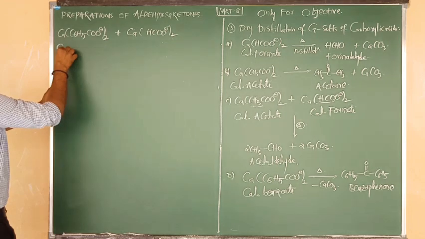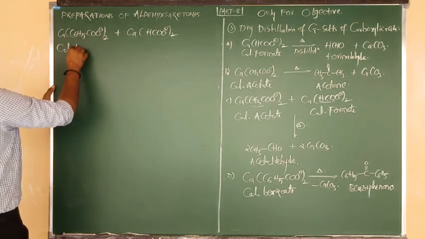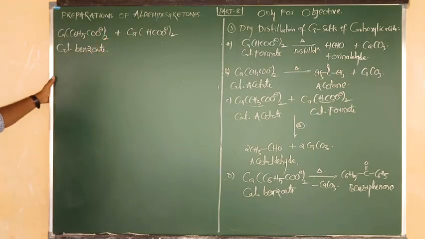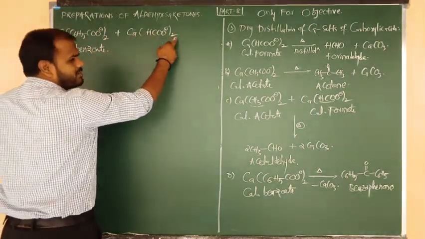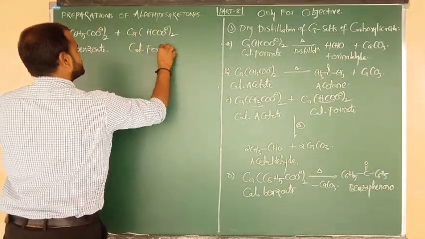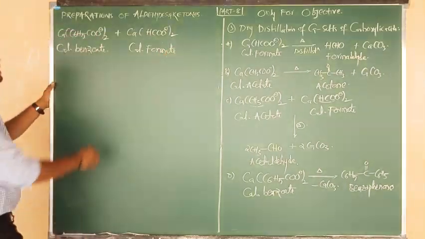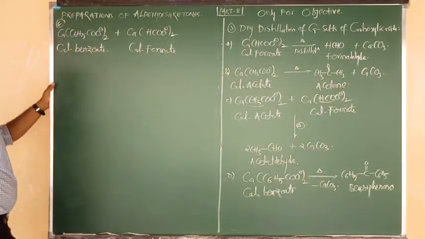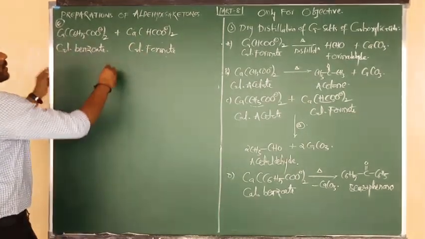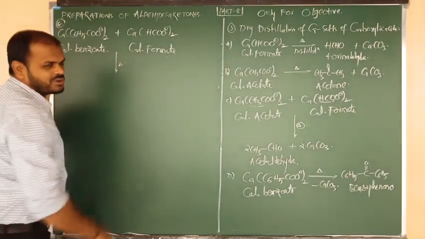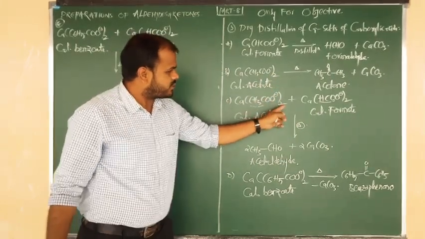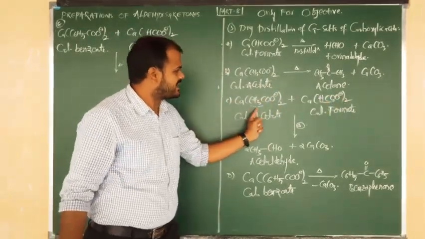What is the name of this compound? Calcium salt of benzoic acid, and the short name is calcium benzoate. And what is the name of this compound? Calcium formate, calcium salt of formic acid. This is another example E. A mixture of calcium benzoate and calcium formate upon dry distillation, or upon heating, forms the product: 2 moles of CH3CHO.